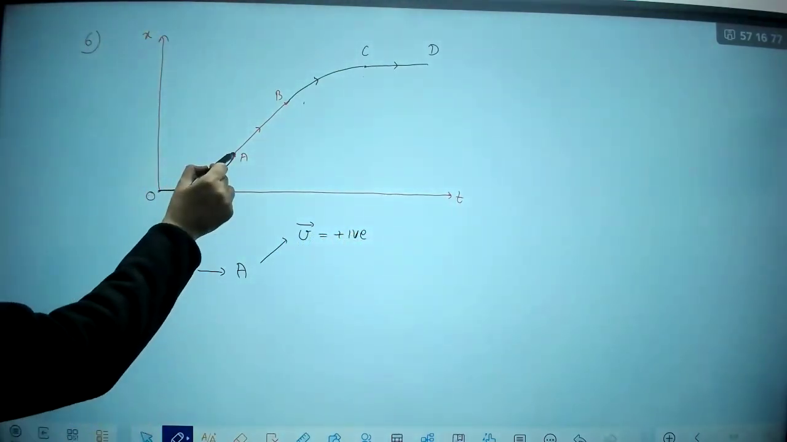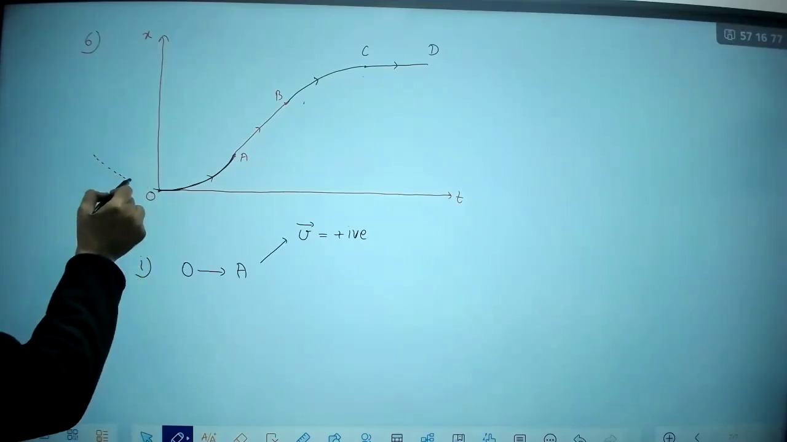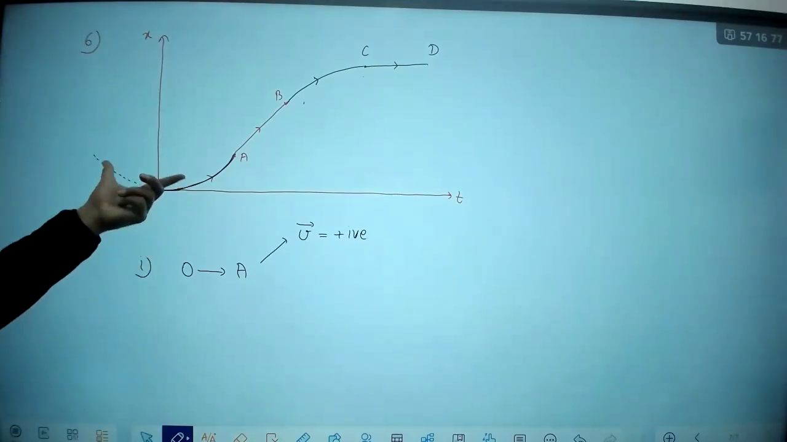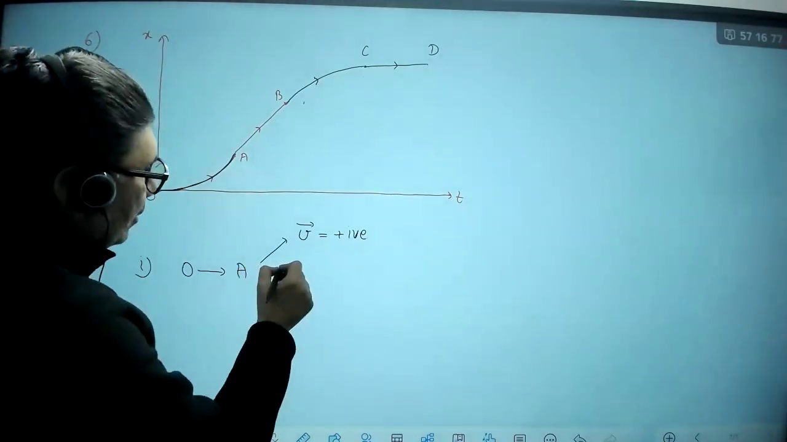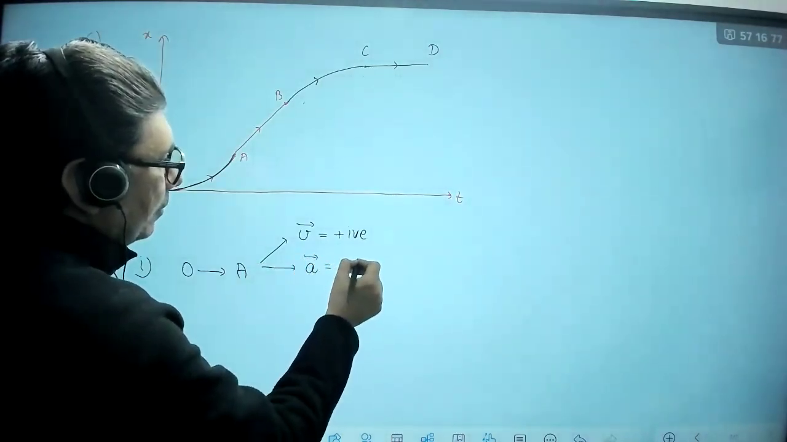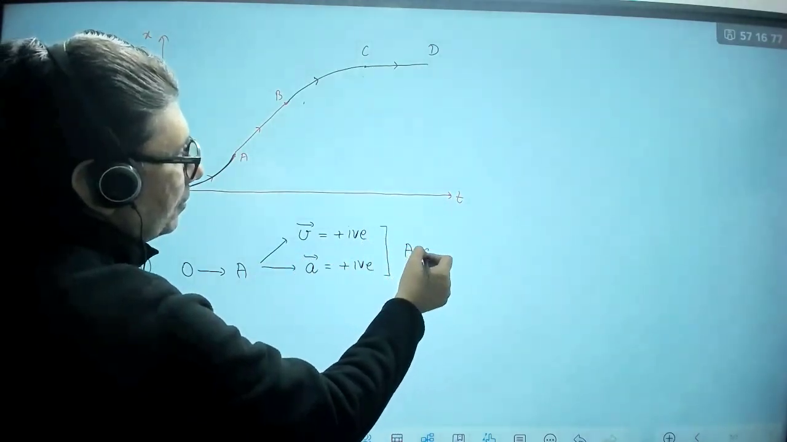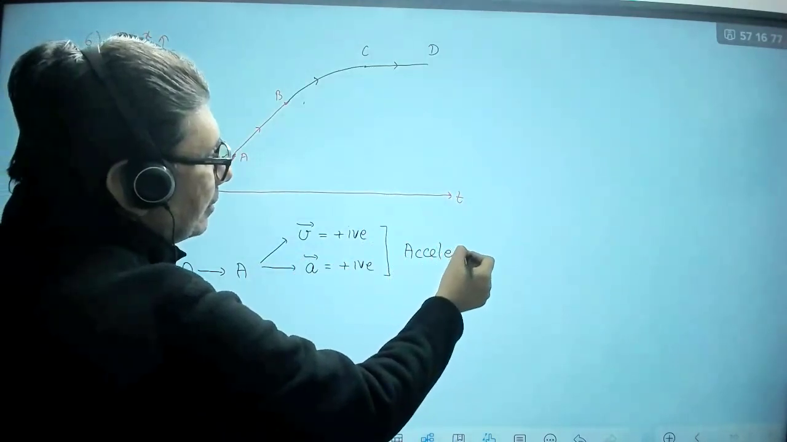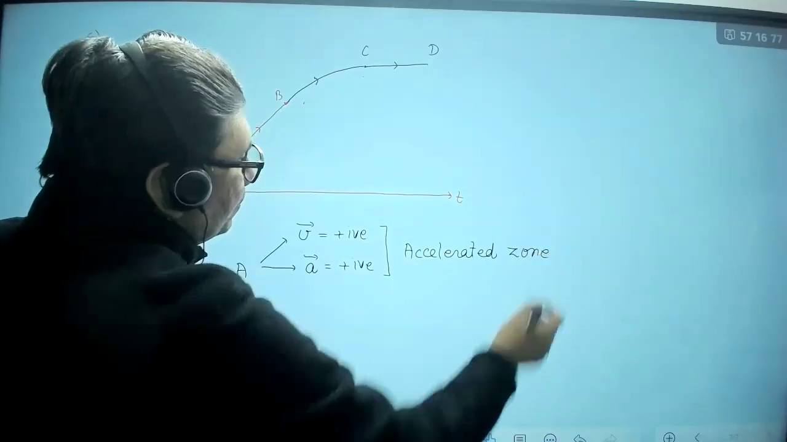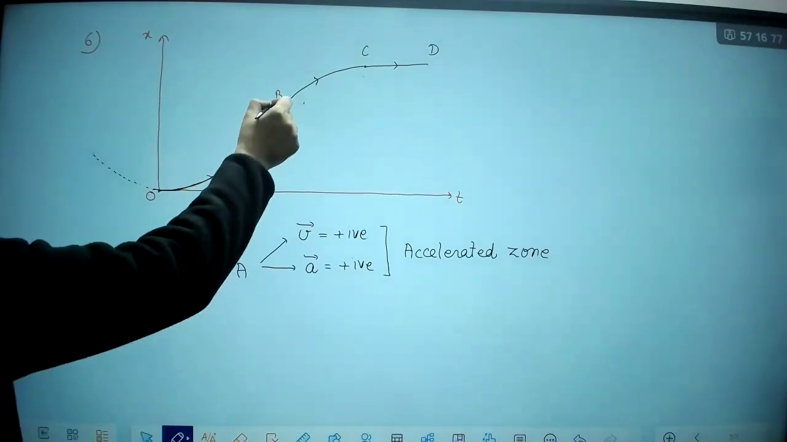Okay? And if you complete this curve like this, then this radius of curvature is positive. It is opening in the upward direction. So what can you say about acceleration? Acceleration here is positive. So what type of zone is this? This is an accelerated zone. Motion is accelerated.